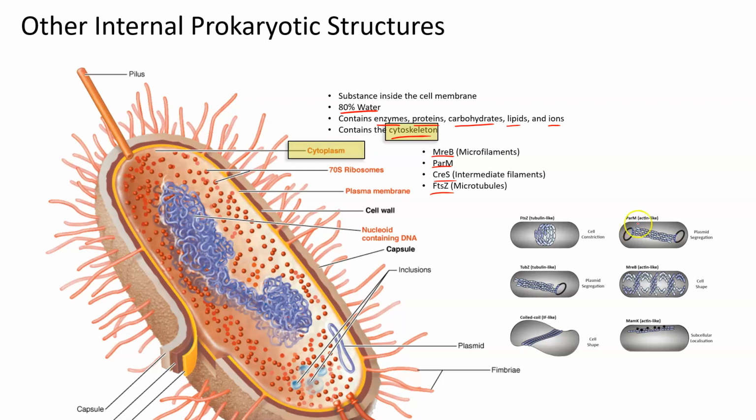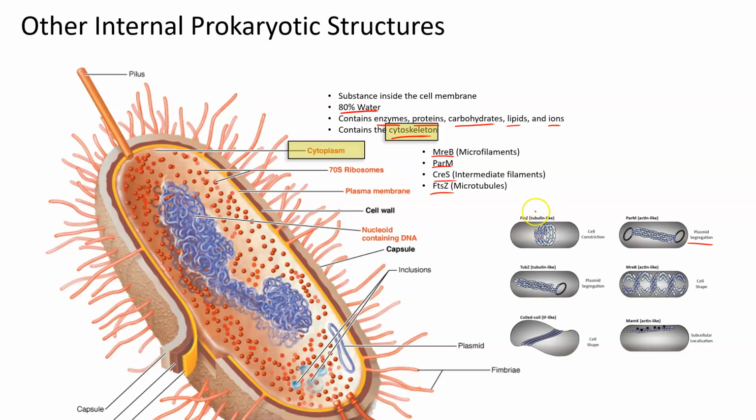Like the ParM is all about plasmid segregation. So plasmids are circular rings of accessory DNA typically associated with antibiotic resistance or viral pathogenicity, virality, stuff like that. Well, these ParM actin-like substances actually help to hold the plasmids apart so that they're easily segregated.